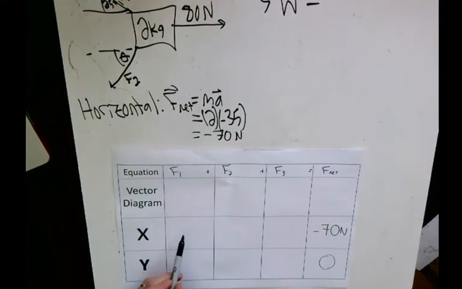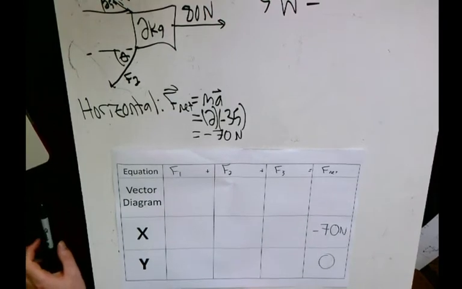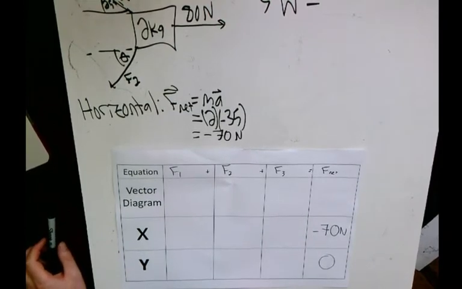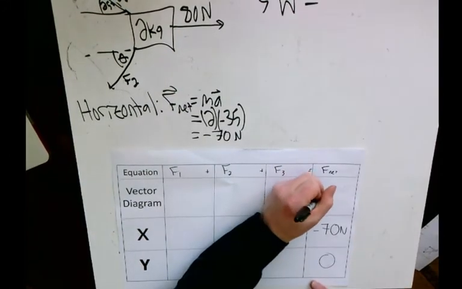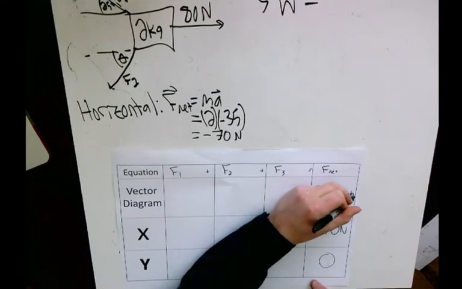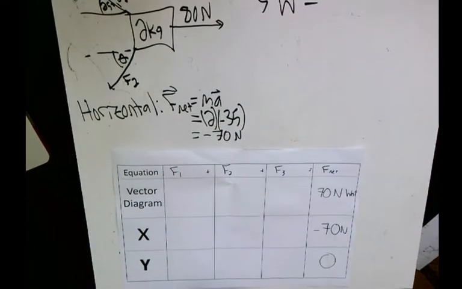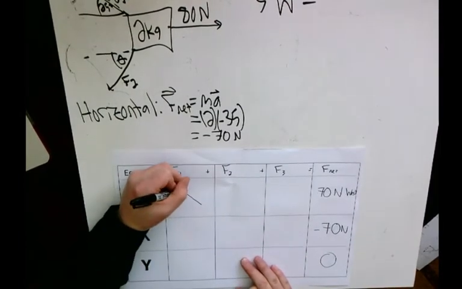Everything in our x direction has to add up to negative 70 newtons, or 70 newtons to the west. Right? So that actually means that our net will be 70 newtons west. Okay, from our vector diagrams, our F1 is going to the northwest.